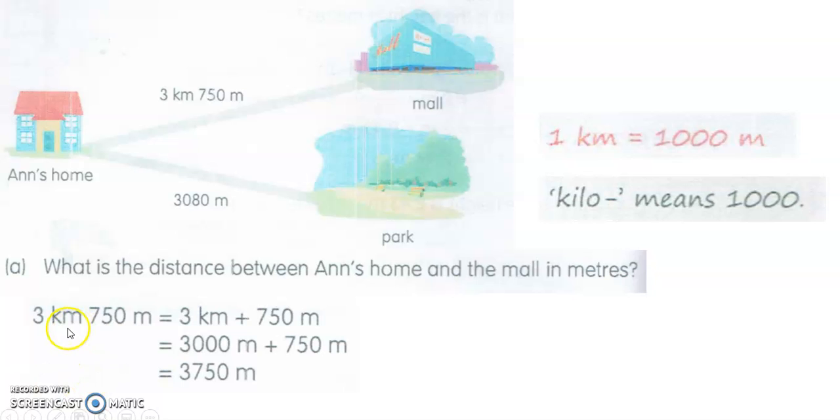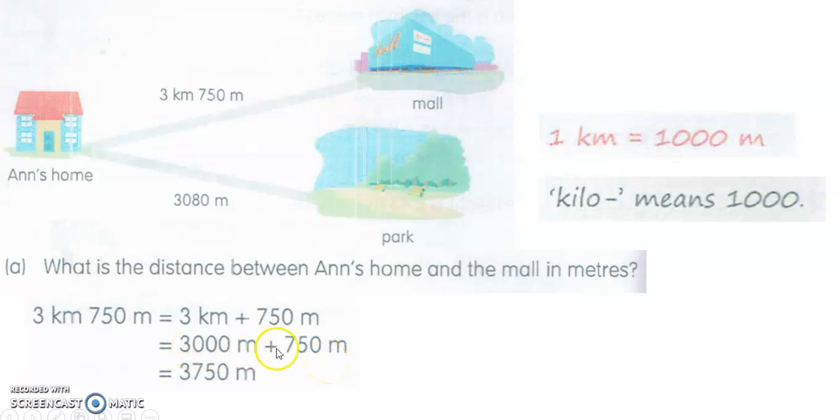Now this is the distance between Ann's home and the mall. It's in kilometers and meters as we said, and we want it to be in meters. So I'm going to put the kilometers plus the meters separately. Then I will change the kilometers into meters because I just want the units to be in meters only. 3 kilometers means 3000 meters because 1 kilometer equals 1000, so 3 kilometers equals 3000 meters plus 750 meters. We didn't change anything with this because it's already in meters.